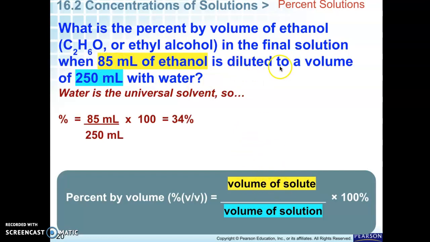And then it says diluted to a volume of 250 milliliters. So that means my total volume is 250 milliliters, so I can use that directly right here. If I had said that I diluted it with 250 milliliters of water, I would have to add those two to get my total volume of solution. Okay, and so then you just take 85, divide by 250, the milliliters will cancel out. You multiply by 100 because you need it to be in percents, and there you go.